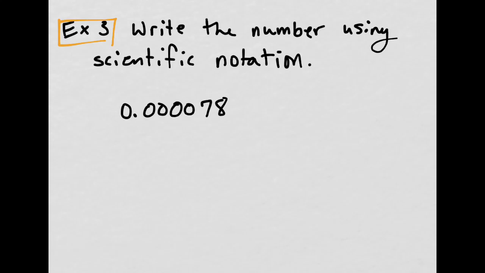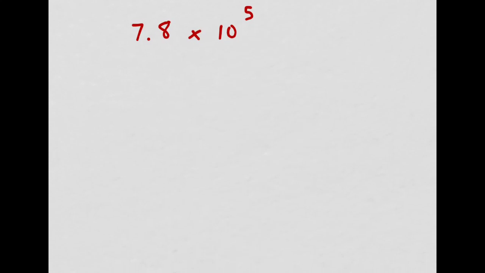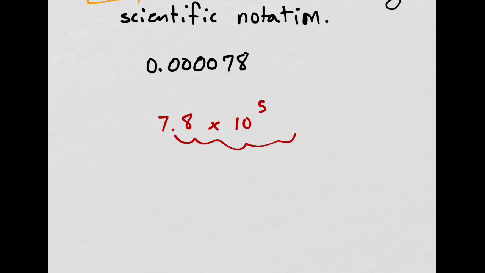Okay, we can change that to 7.8, and then we do the times 10 to the, I don't know yet. Well, I usually just write this and then I count. 1, 2, 3, 4, 5. So if I did to the positive 5, that would mean move it to the right 5. But I don't want to move it to the right. I want to move it to the left 5. So it has to be a negative, negative 5. And really, that's all you have to do.